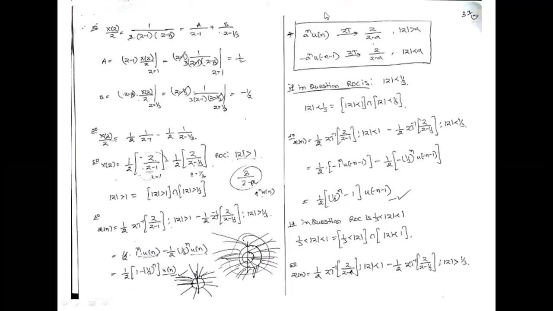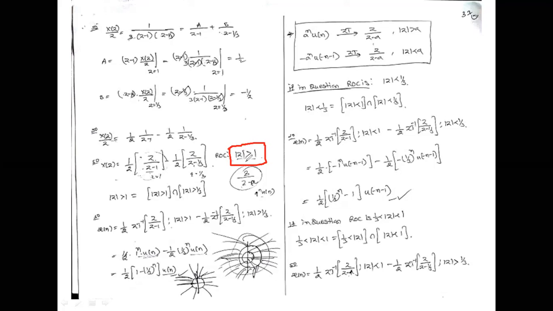In the first case of ROC, |z| > 1. It is very important to write the inverse transformation after partial fraction expansion according to the ROC. For |z| > 1, all the functions are right-sided. According to that, for |z| > a we know a^n u[n], and for |z| < a we know minus a^n u[-n-1].